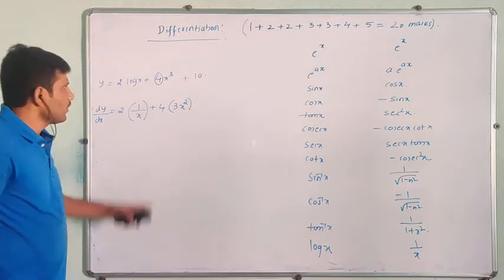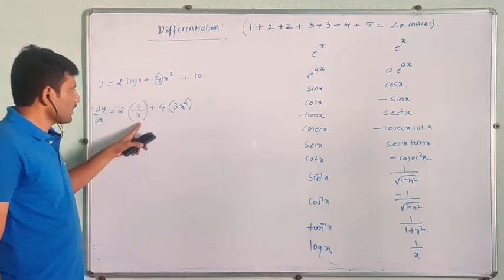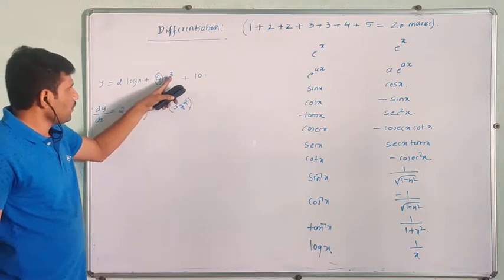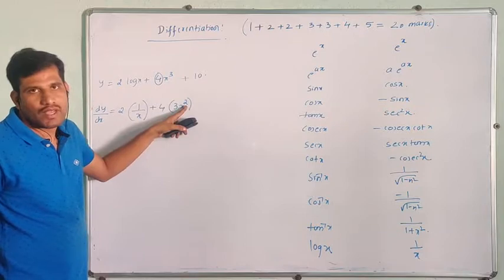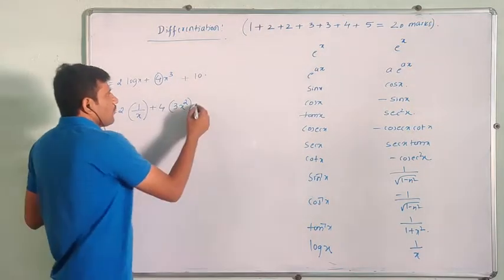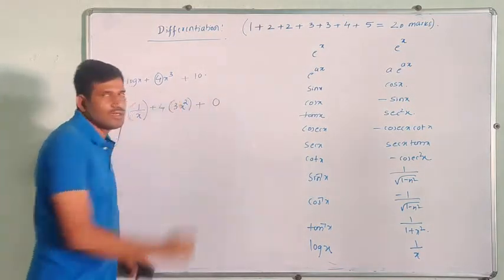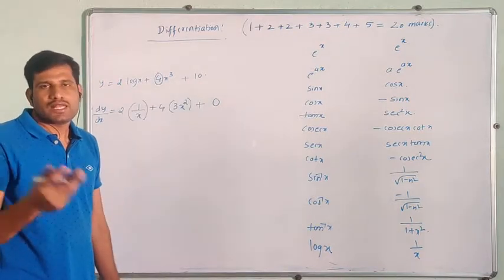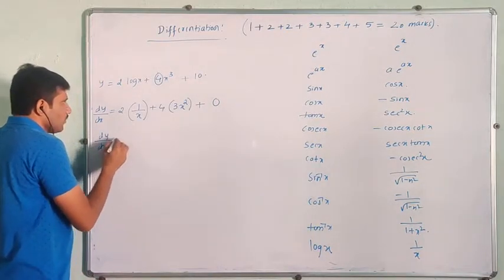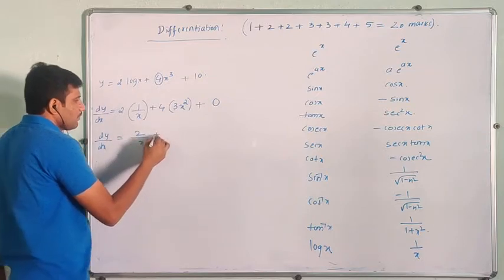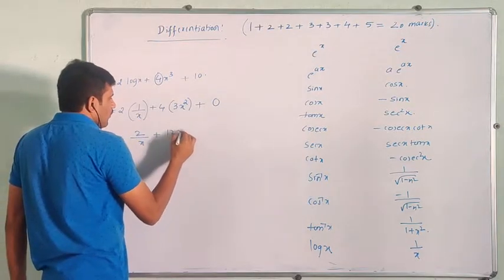2 into the derivative of x cube, n into x raised to n minus 1, is 3x square, plus the derivative of 10 is 0 because this 10 is an independent term. So therefore dy by dx is equal to 2 by x plus 4 into 3, 12x square.